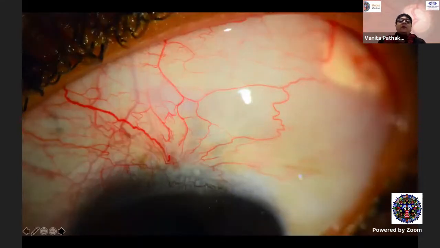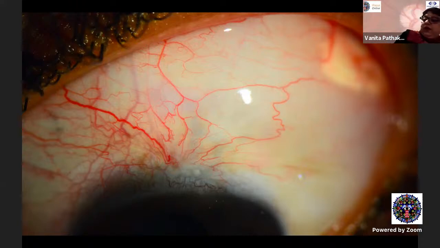What can you see now? Can you see something there? These are things that you have to be aware of. And that is how you pick up these steroid-induced glaucomas. The index of suspicion has to be extremely high.